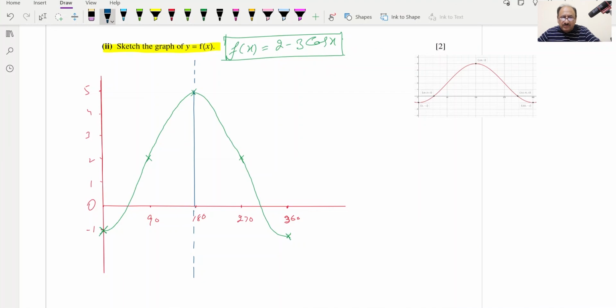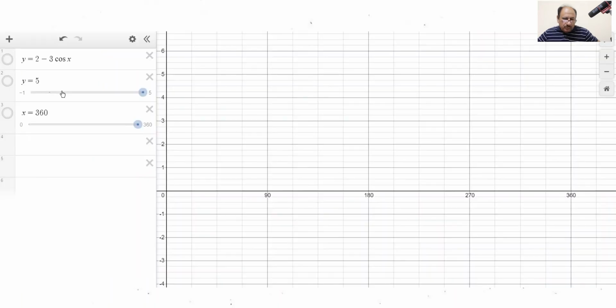You can practice at your home before the exam, and then you can tackle the questions in a better way. Now I will switch to the software. Okay, so this is the software I'm using. You can use any software; there are so many available on the net. So this is our function y is equal to 2 minus 3x.